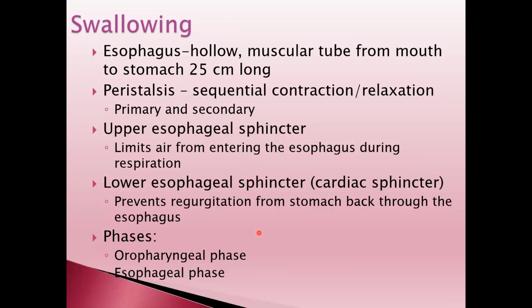The esophagus is a hollow muscular tube from the mouth to the stomach. It's about 25 centimeters long. And peristalsis is a definition you should know. It's sequential contraction and relaxation. There's primary and secondary peristalsis.